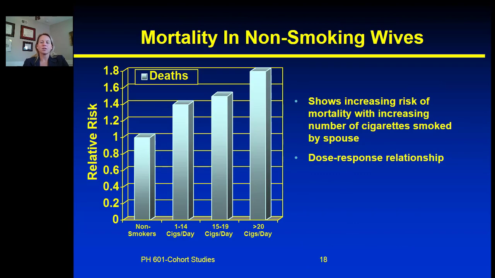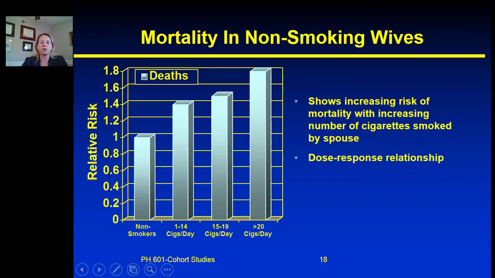So this slide illustrates the relative risk data for death among women who were non-smoking and were married to men who were smokers. And this figure illustrates a clear dose response with respect to the increased risk of death associated with increased number of cigarettes smoked by spouse.